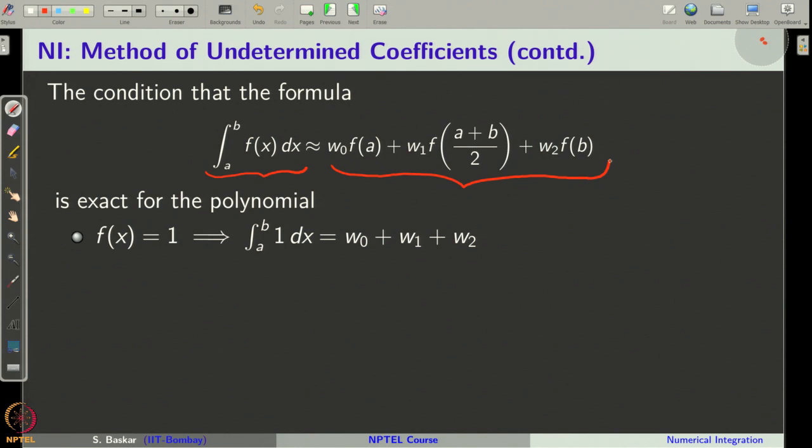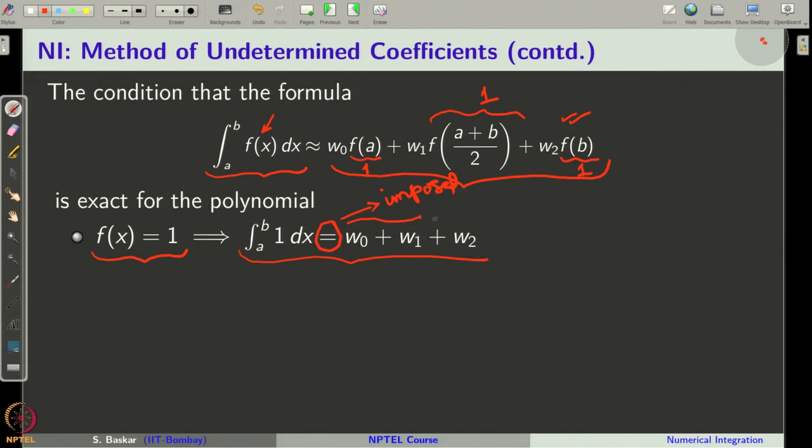In this, what you have to do is first take f of x equal to 1. Remember, just take what happens when this integrand happens to be the constant function f of x equal to 1 for all x. In this case, as per our condition, this quadrature formula should give exact value. Therefore, this is the imposed condition under the method called method of undetermined coefficients. So, you are just imposing this condition. On the right hand side, you have to take f of a equal to 1 and f of a plus b by 2 equal to 1, and similarly f of b equal to 1, because you are now considering your integrand to be the constant function f of x equal to 1 for all x.